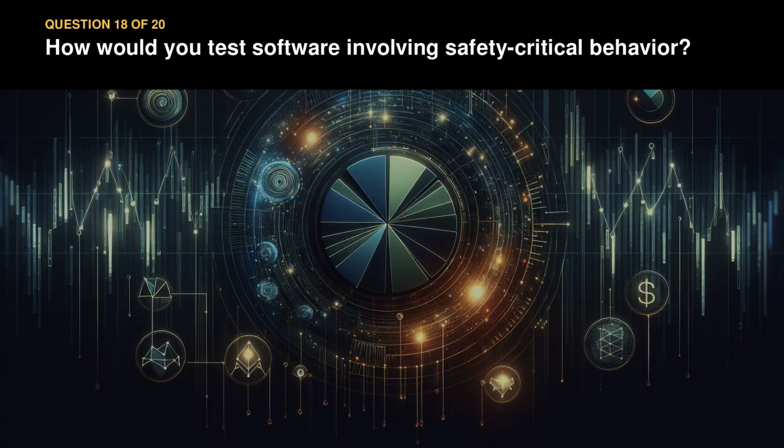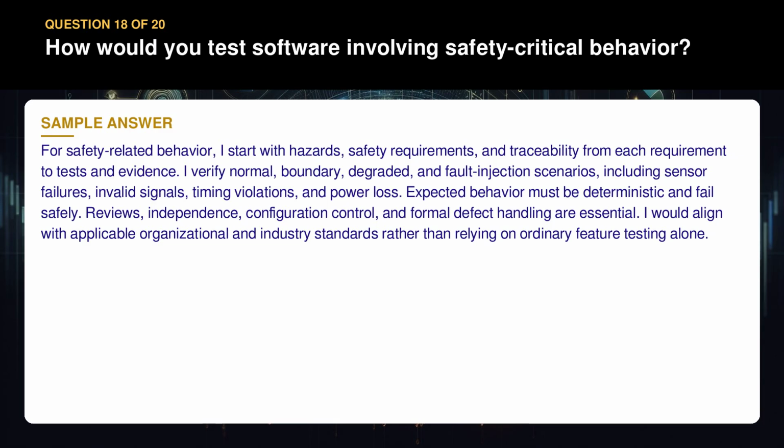Question 18. How would you test software involving safety-critical behavior? For safety-related behavior, I start with hazards, safety requirements, and traceability from each requirement to tests and evidence. I verify normal, boundary, degraded, and fault injection scenarios, including sensor failures, invalid signals, timing violations, and power loss. Expected behavior must be deterministic and fail safely. Reviews, independence, configuration control, and formal defect handling are essential. I would align with applicable organizational and industry standards rather than relying on ordinary feature testing alone.